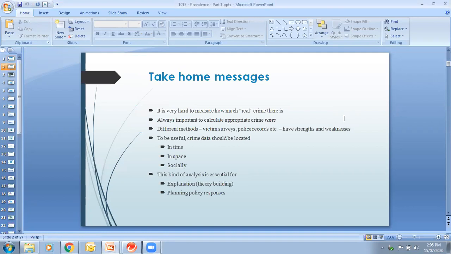All right. So how much real crime is there? Well, we have a dark figure, and that does not help us to know. We don't know what the dark figure of crime is, so how can we know how much real crime there is? We can estimate how many people commit different types of crime, but we can only rely on police statistics. We need to ensure we calculate rates.